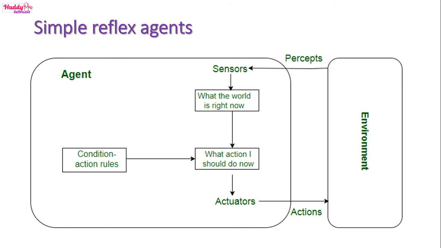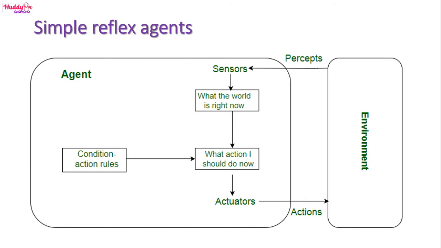Now, you can easily note that it has problems. One, it has very limited intelligence, because it doesn't take care of the history. It only looks at the current percept and then decides there and then.